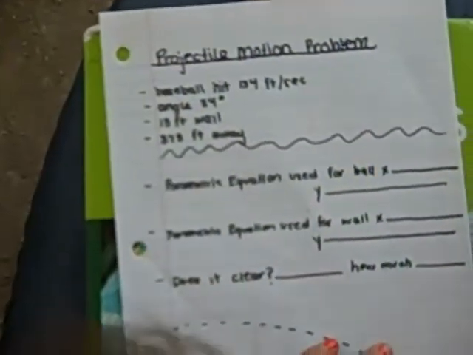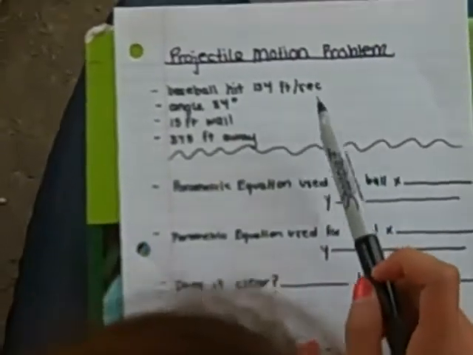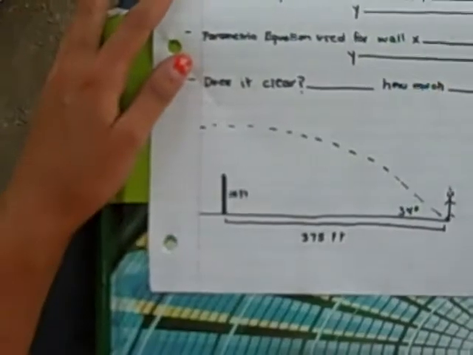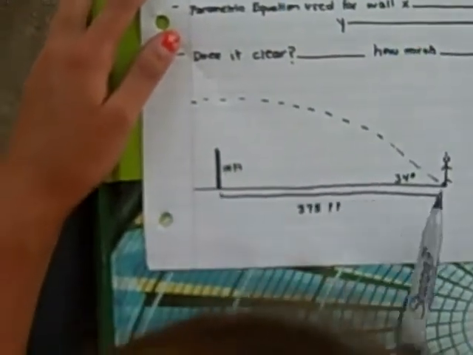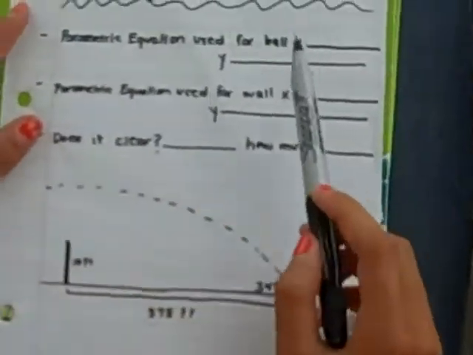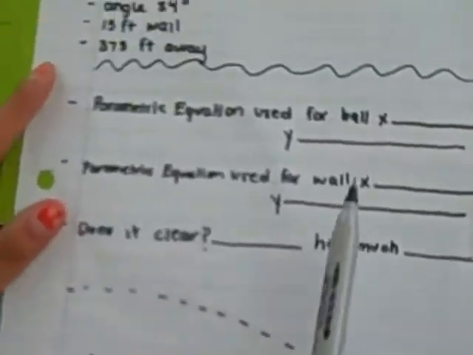So this is how we're going to solve the problem. We have the baseball hit at 134 feet per second, the angle is 34, the wall is 15 feet high, 375 feet away, and this is what it kind of looks like. You can see the 15, 375, and 34. We're going to use parametric equations. So we have parametric equations for the ball and then parametric equations for the wall.